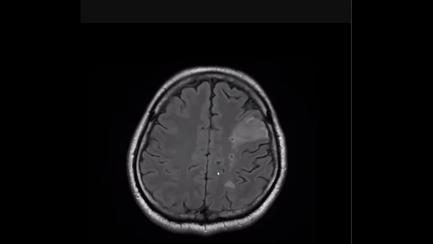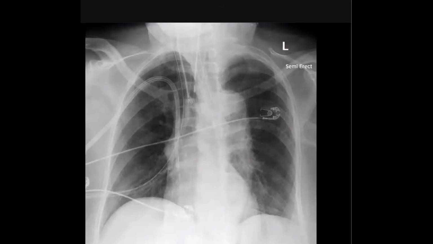The internal type can make a sign called string of pearls. String of pearls means like a chain with pearls in it. This can be similar to the internal type of watershed infarcts.